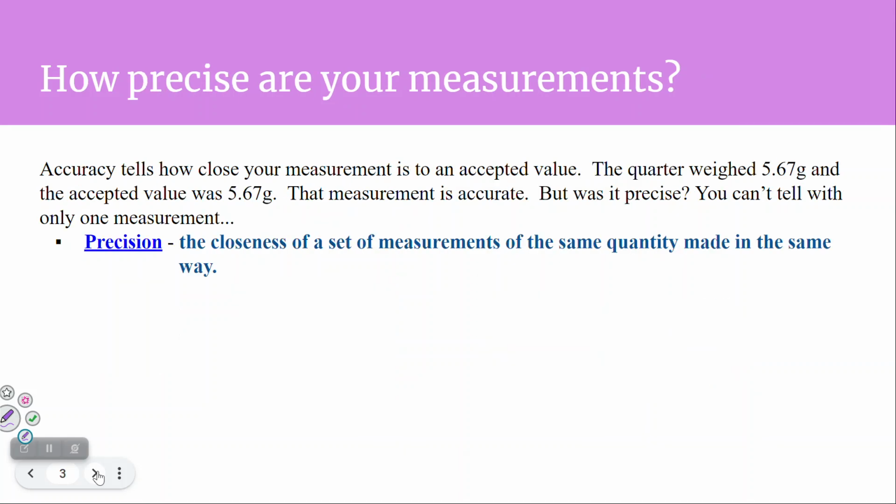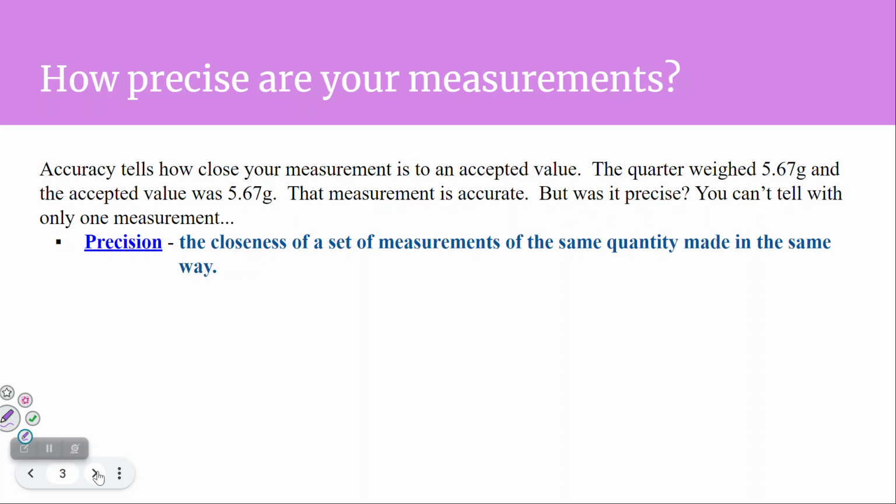Okay, so how precise are your measurements? A lot of times people use accuracy and precision interchangeably. Like I said, they're not. We talked up here that accuracy tells how close your measurement is to an accepted value. If the quarter weighed 5.67 grams and the accepted value was 5.67 grams, that means the measurement made with that measuring tool, the scale, was accurate. Now the question remains, is it precise?